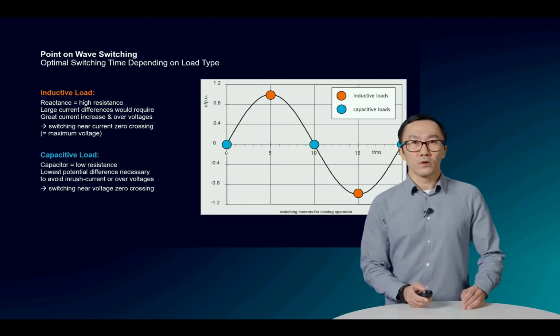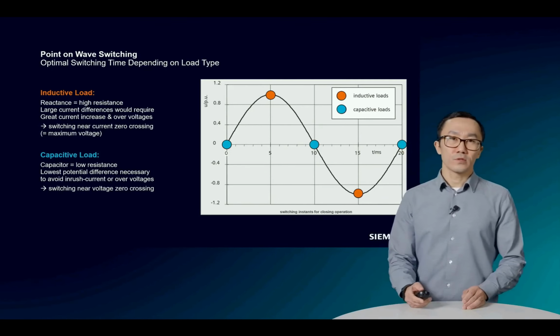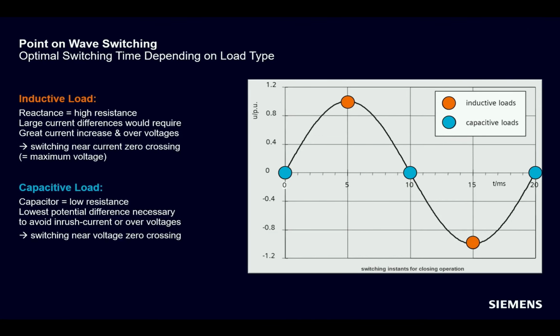So the optimal switching time for point-on-wave switching depends on the load type. As reactance represents high resistance to the grid, the best switching time will be at near current zero crossing, which means at maximum voltage. These are the orange points on the diagram. Capacitive load, on the other side, represents low resistance to the grid and should be switched on near voltage zero crossing. These are the blue points on the diagram. This is the basic strategy for point-on-wave function.